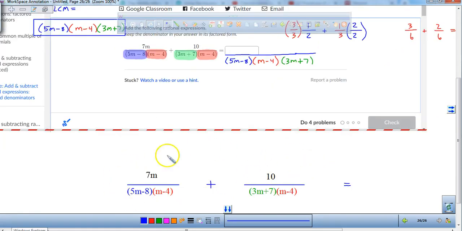All right. So I have everything typed out nice and neat for us to work on. One thing we're looking at is this denominator. It has a 5m minus 8 and an m minus 4, but it needs the factor 3m plus 7. So what I have to do on this side is multiply it by the fraction 3m plus 7 over 3m plus 7. And that will now give us our least common multiple.